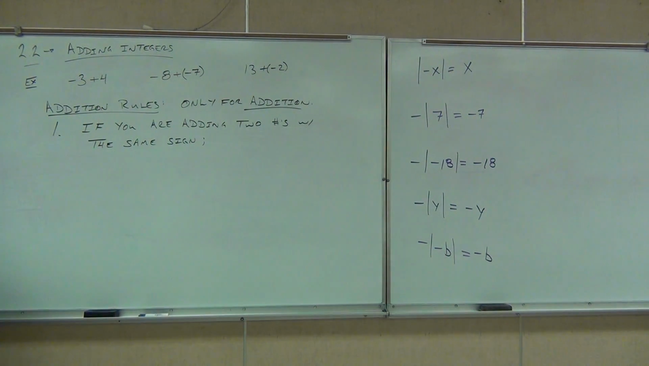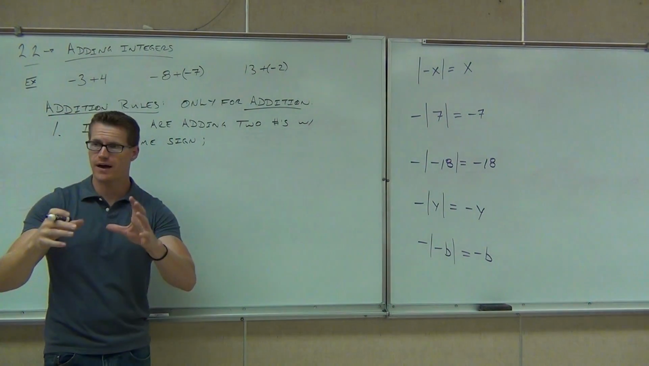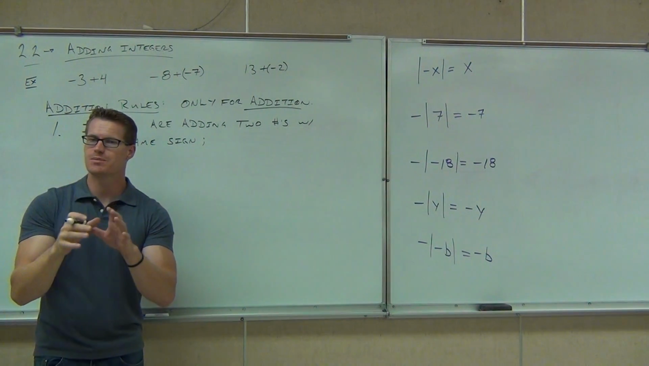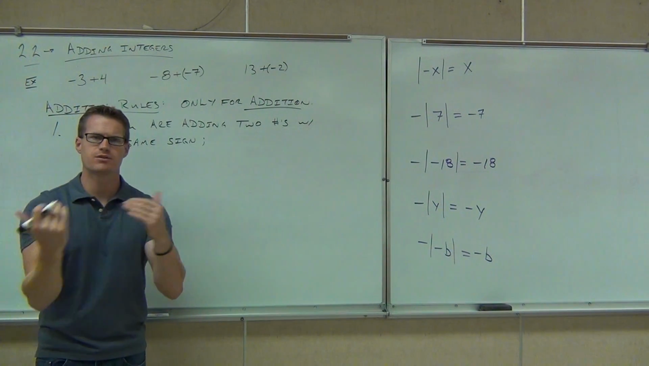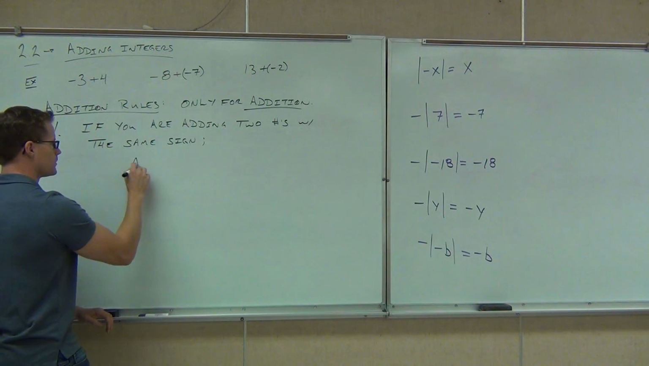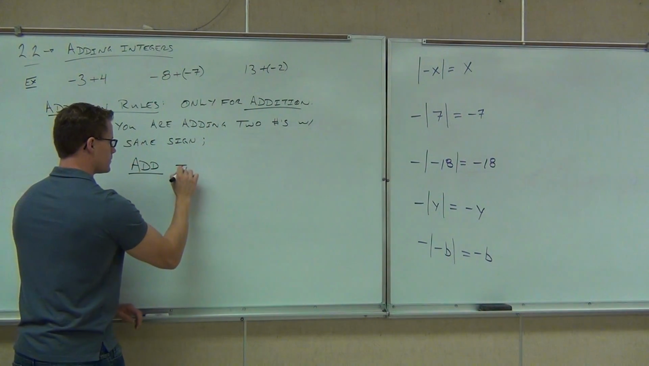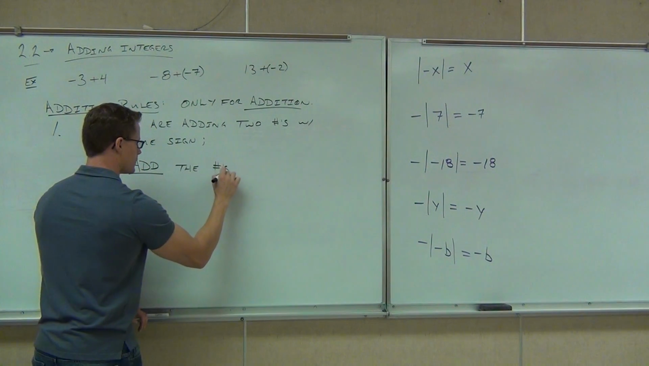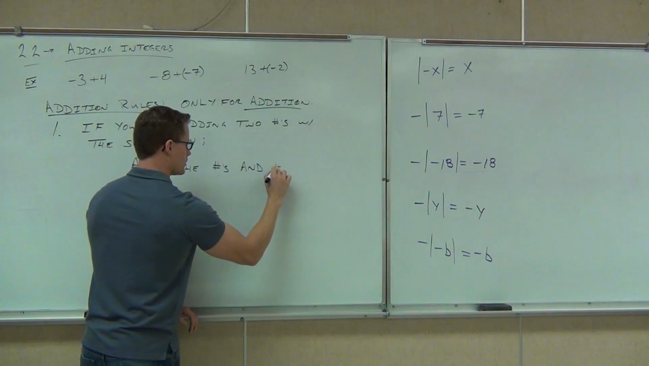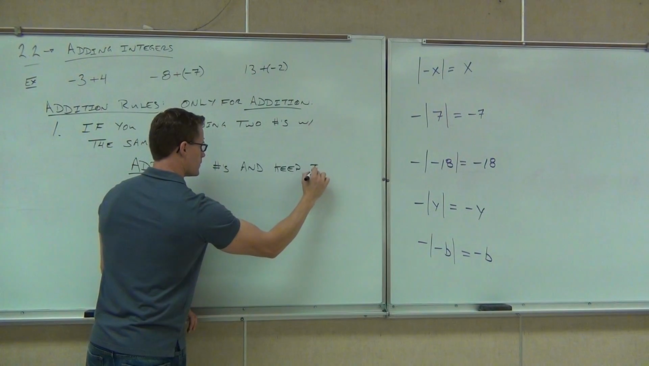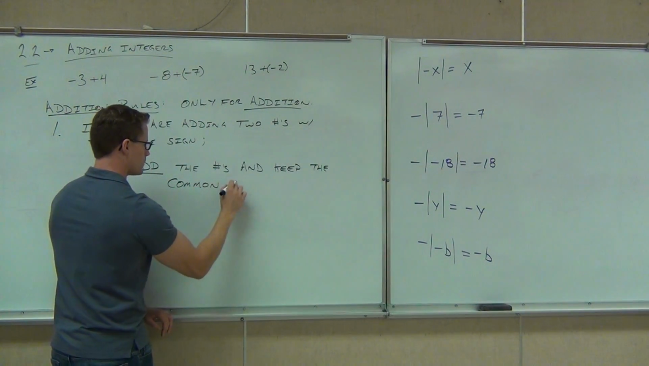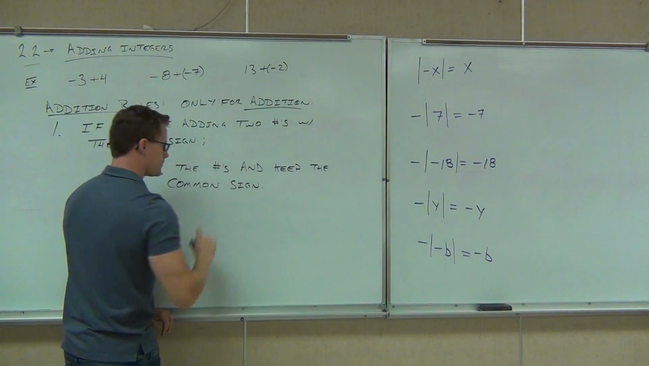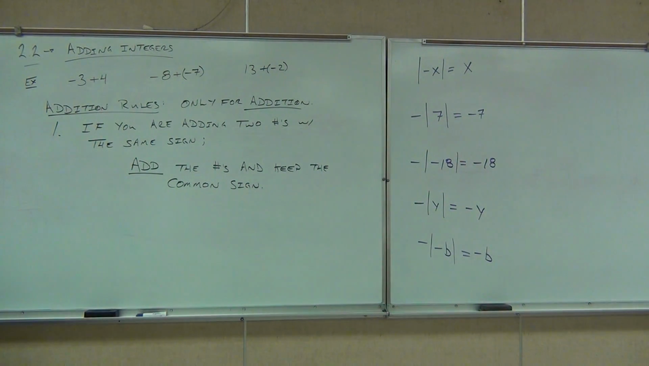If you're adding 2 numbers with the same sign, you are going to add the 2 numbers together, just the values, and keep the common sign. The common means a shared sign. So if they're both positive, you keep the positive. If they're both negative, you keep the negative. Add the numbers, keep the common sign.